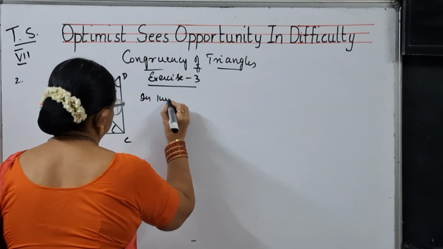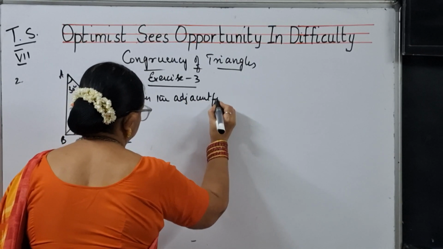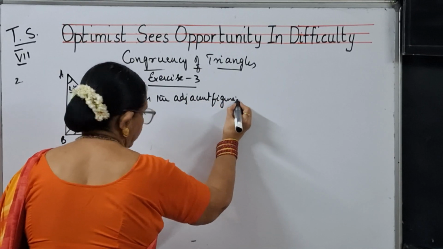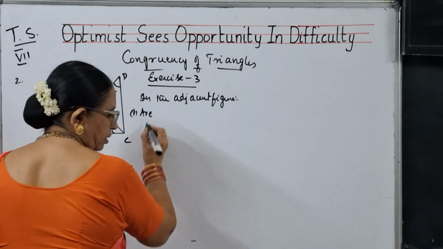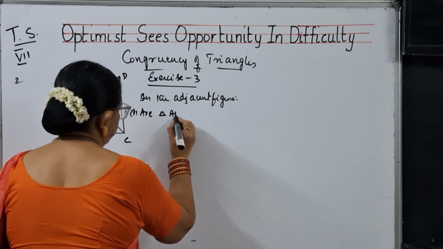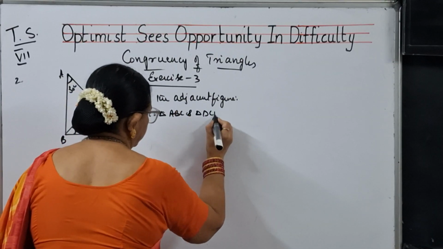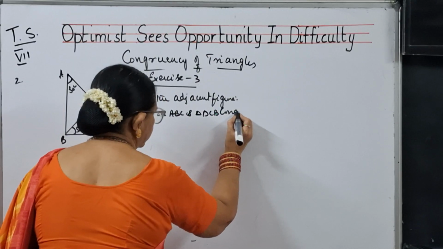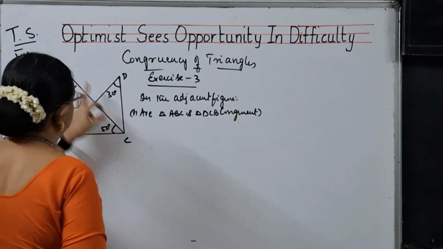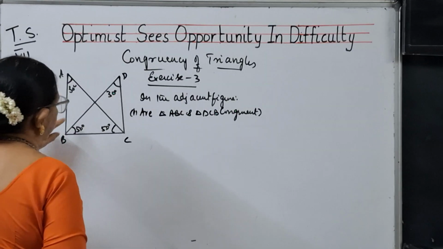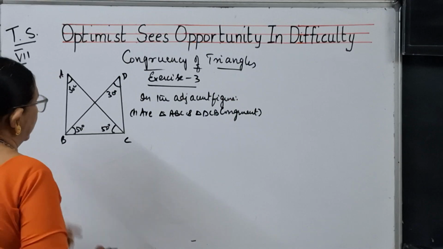So in the adjacent figure, what is the first bit? Are triangle ABC and triangle DCB congruent? This is the question. Are triangle ABC and triangle DCB congruent? They have given. Can you say that?